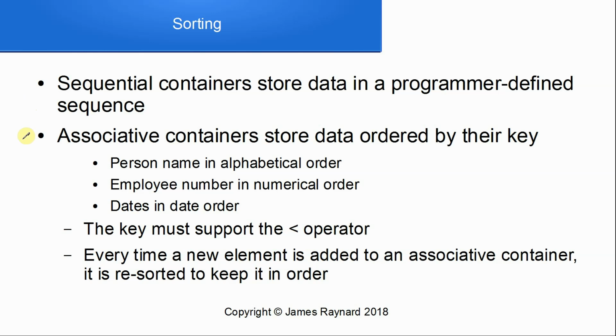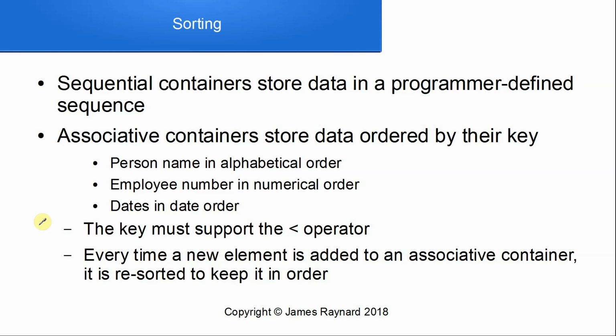With associative containers, the data is stored in an order which depends on the key for the data. So for example, with the names and addresses, the key is the person's name, so the data would be stored in alphabetical order of the person's name. So a person whose name starts with A would be at the beginning, and a person whose name starts with Z would be at the end. With employee records, the key is the employee's payroll number, so they're going to be in numerical order of the payroll number. The lowest number will be at the start and the highest number will be at the end. And dates, obviously the earliest date will be at the beginning and the latest date will be at the end.